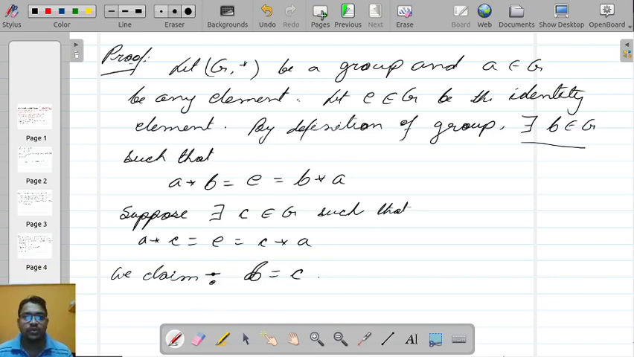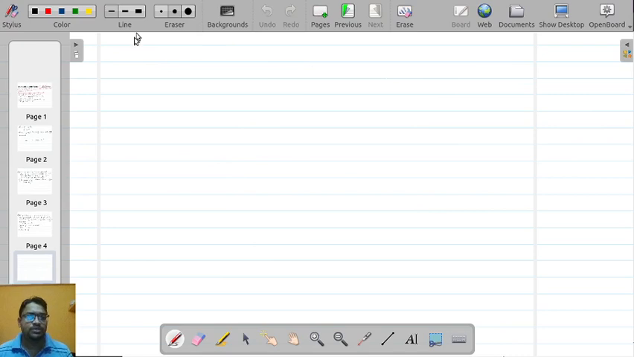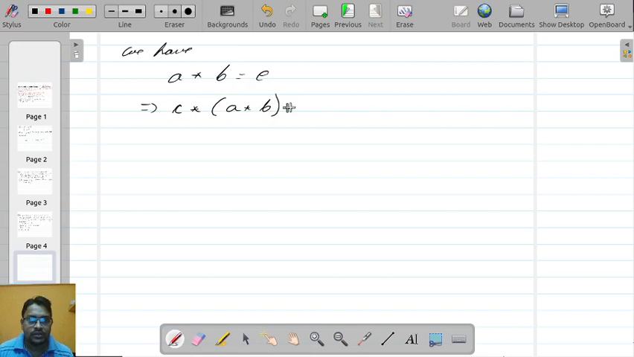So how can we claim it? Just using the properties of a group. We have A star B equal to identity, right? So what we do is we compose both sides with this C. Let us compose C star A star B. This will be equal to C star E. This is always true.